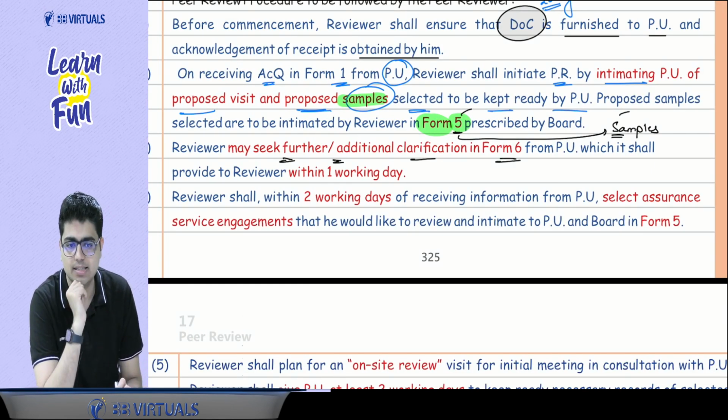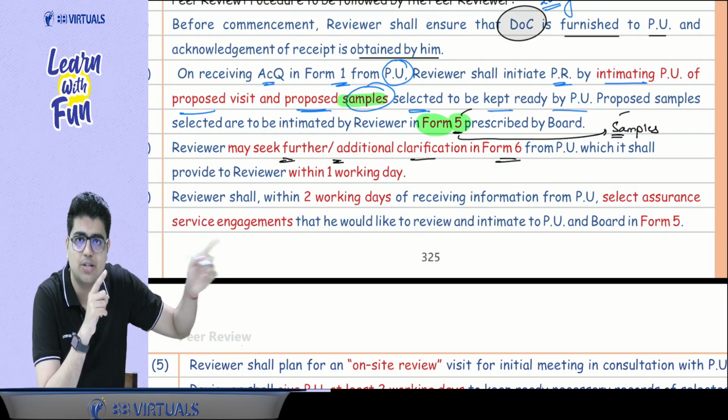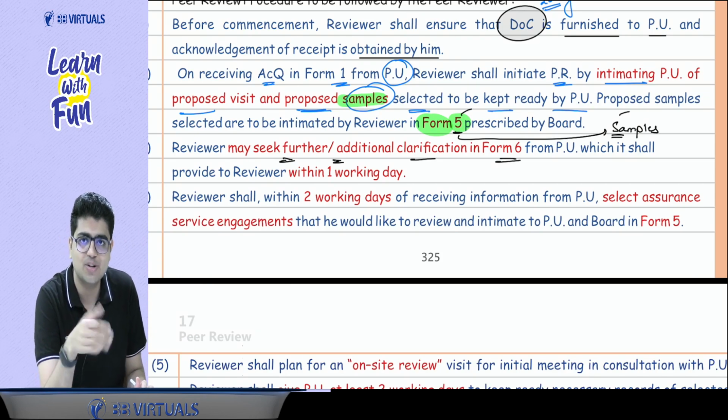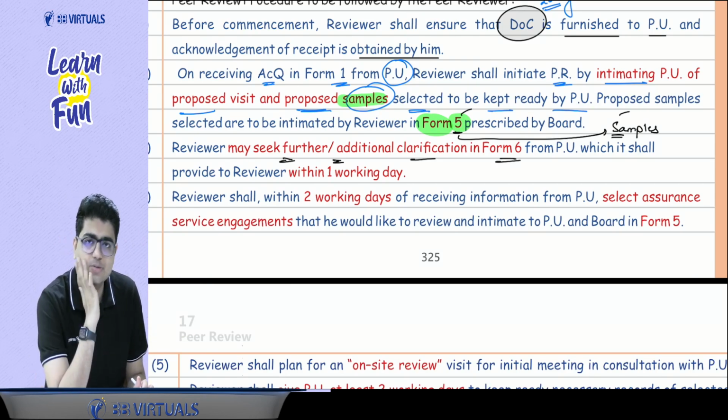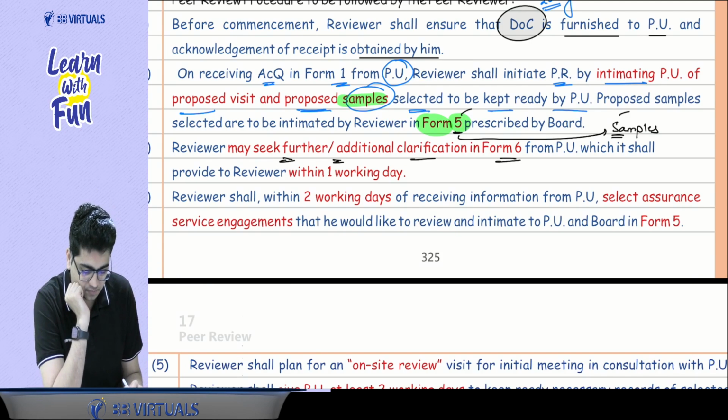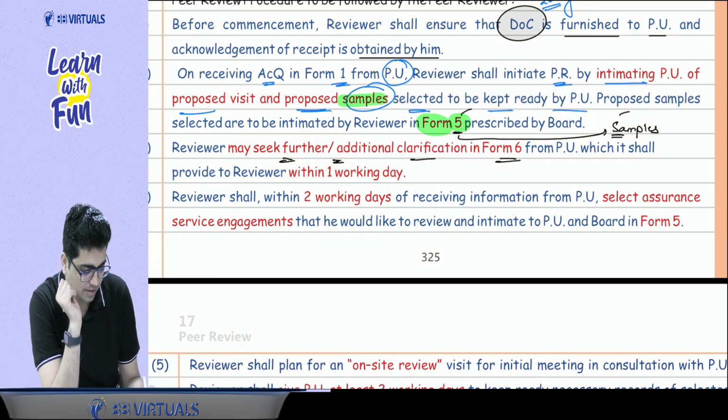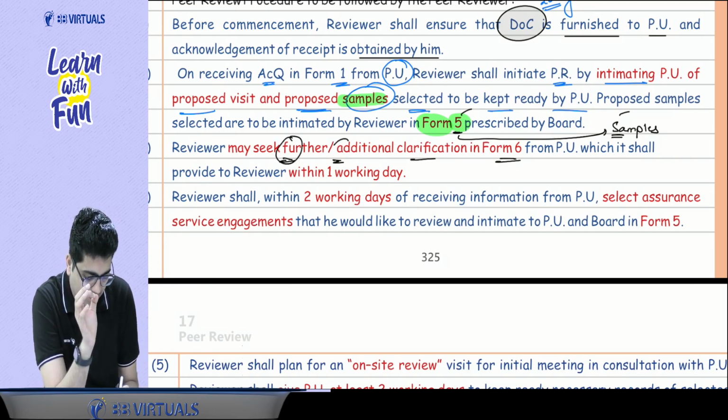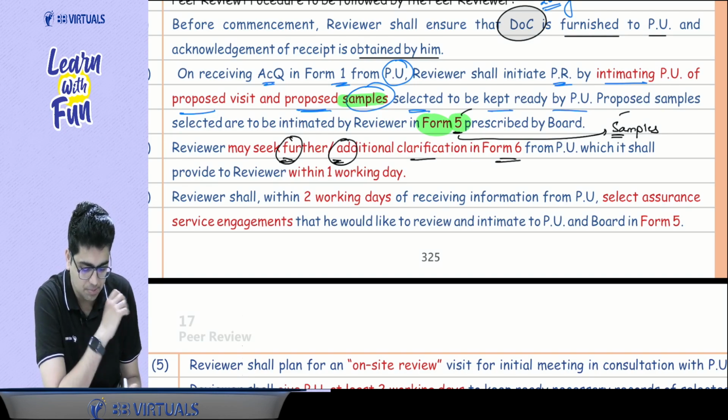It is form number 6, because 6 comes subsequent to 5. So for additional things, for additional clarifications, form 6 is used by the peer reviewer, and any additional sample, any further clarification shall be provided to the reviewer within 1 working day.